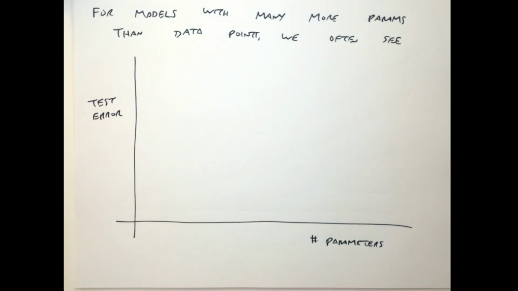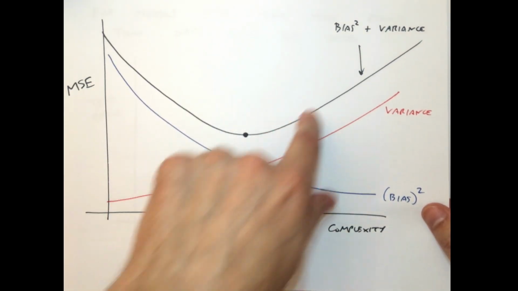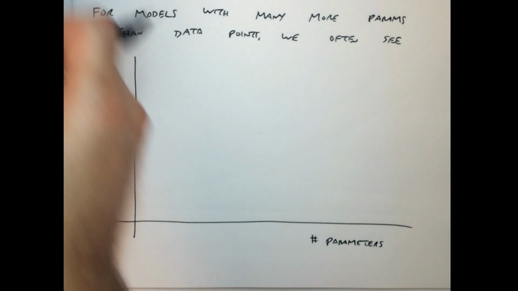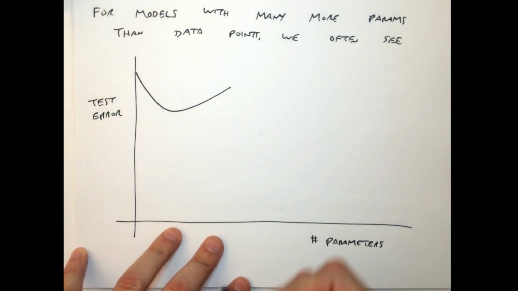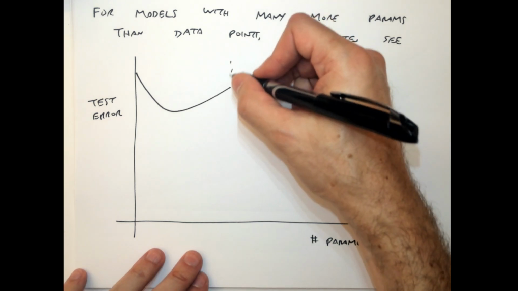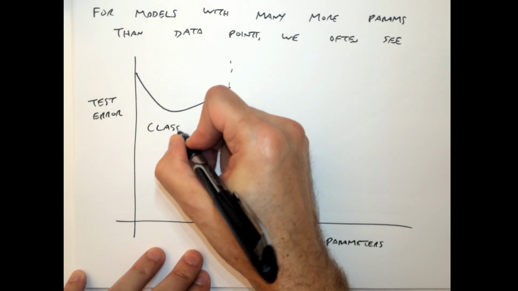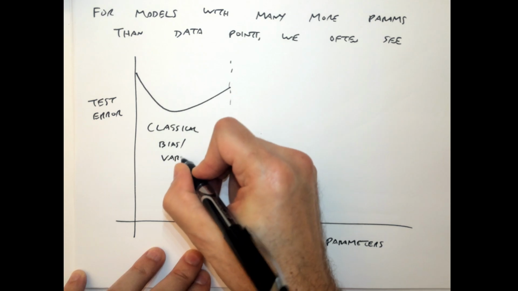And in the classical world, you expect to see something like this, right? Where there's a little bit of a dip and there's a sweet spot where that's where you should choose your model. So here in the low data regime, this is the classical bias variance trade-off.